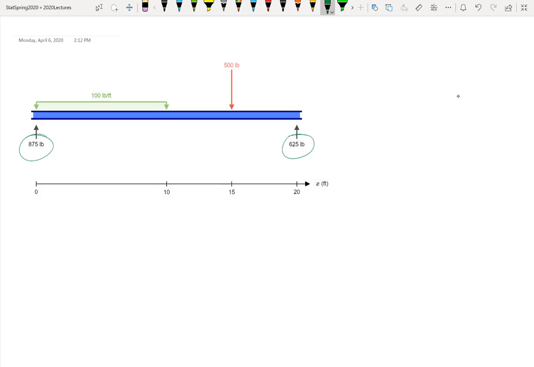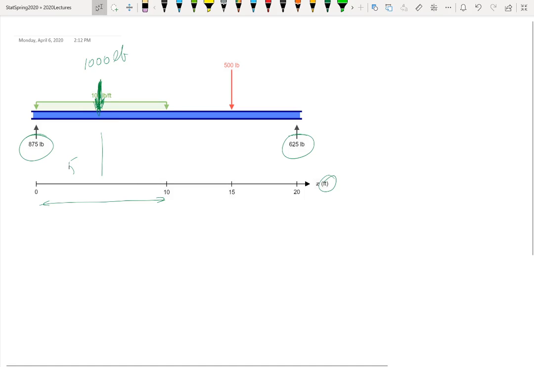First, the load occupies 10 feet. So that means 100 times 10 is 1,000 pounds. This is almost like stacking a set of bricks from here to here of equal distribution. So equivalently, it looks like about 1,000 pounds right there. Let's check that. That would be at 5 foot. Maybe we'll check that in a minute.